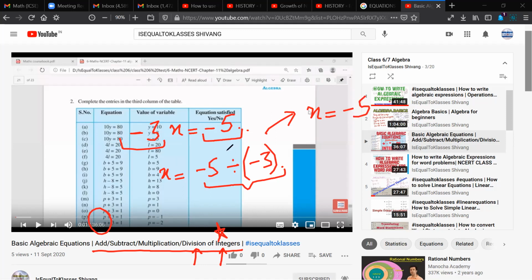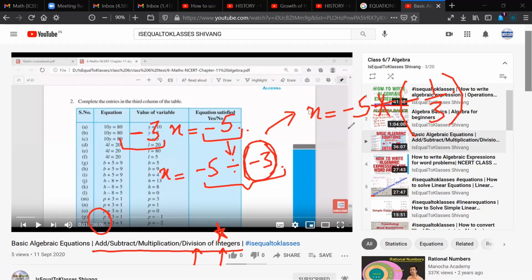So x would be equal to minus 5 upon minus 3. Whenever divide comes, you take a reciprocal of this number. So basically what I have done is I have taken a reciprocal of minus 3. Reciprocal of minus 3 would be equal to minus 1 upon 3. Have you understood? Yes. And that is what I did there.